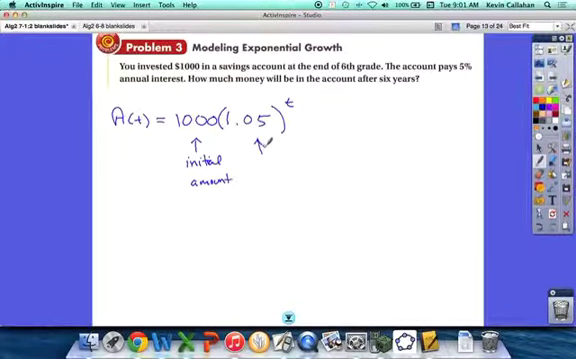Right. This is 1 plus 0.05, right? So this is the R that they had on the last slide. Because the R was positive, that's a growth factor. It's growing. Now, if you were asked the question, which they have here, how much money are you going to have after 6 years? How do you think you'll calculate that given this function?